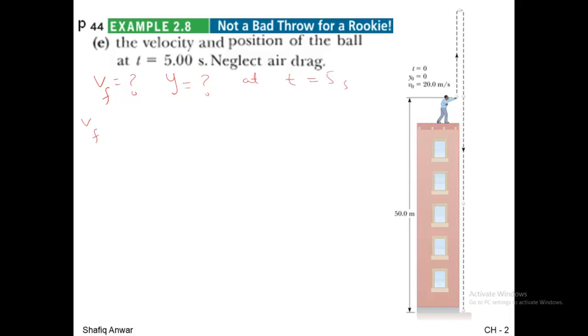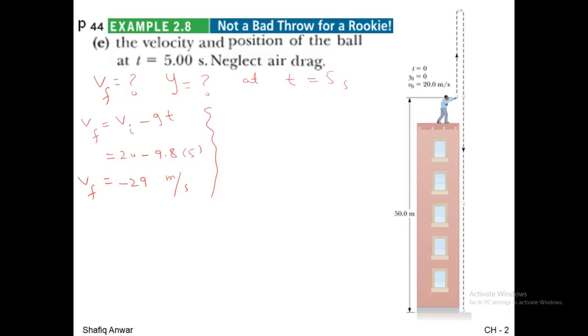We have Vf equal to Vi minus gt. Vi we have 20 minus 9.8 times 5. So after 5 seconds the final velocity will be minus 29, and minus means it is going downward.